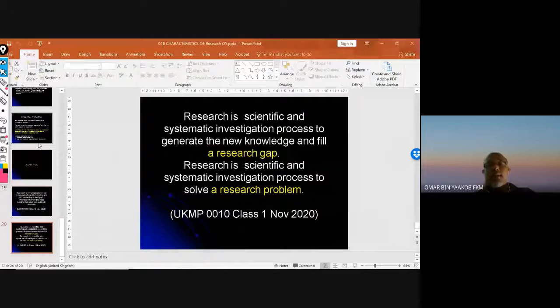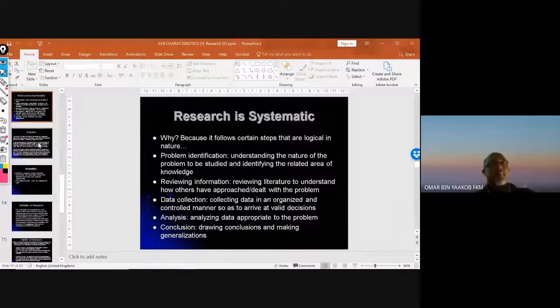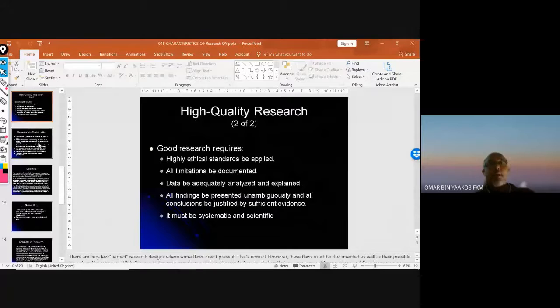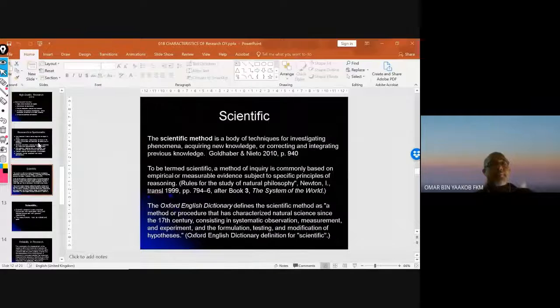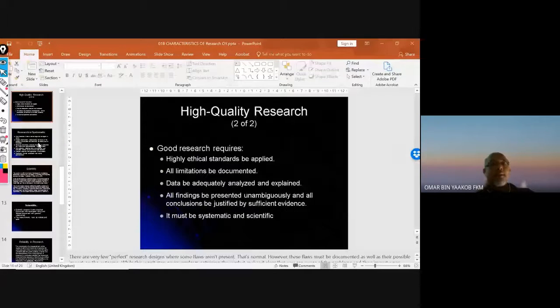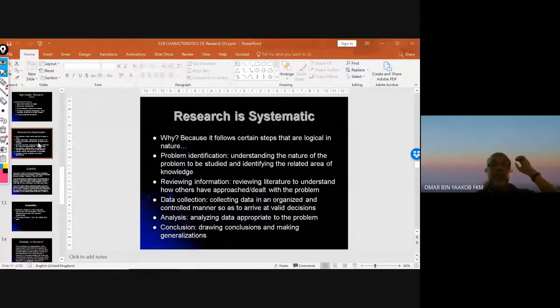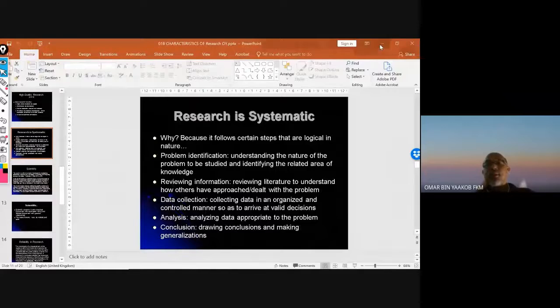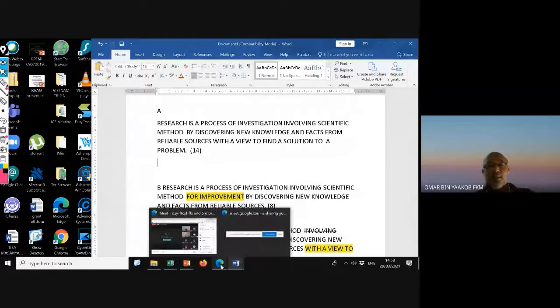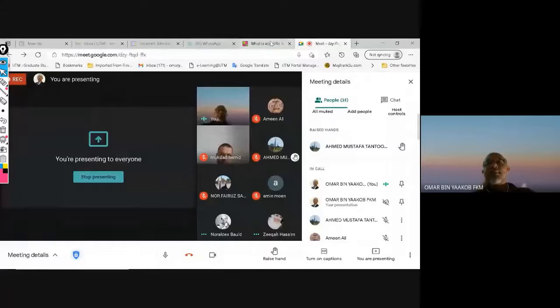So one of the things we want to do today, when we talk about research, there is an important point that you mentioned, and also mentioned by all the groups, about being scientific. All the groups mentioned being scientific. So what is scientific method? I want to see what you wrote in the Padlet. So what is scientific method?